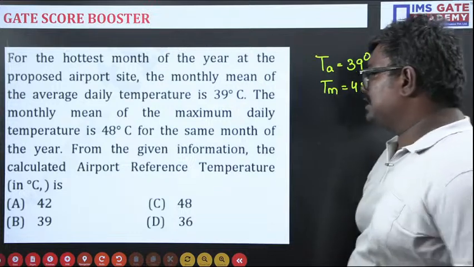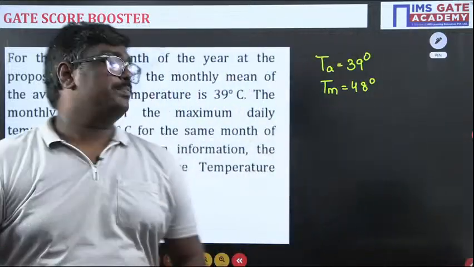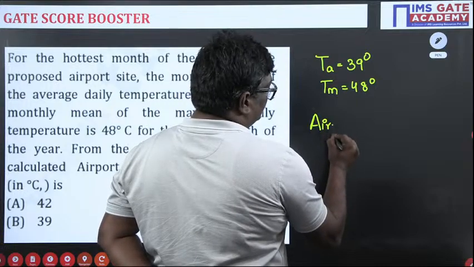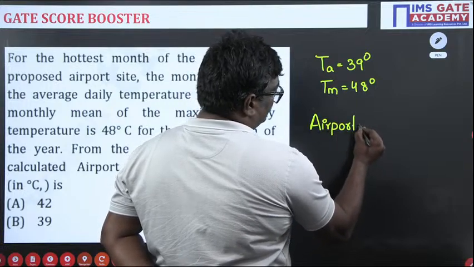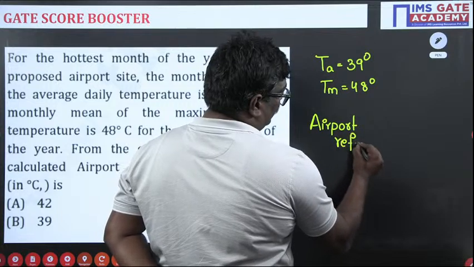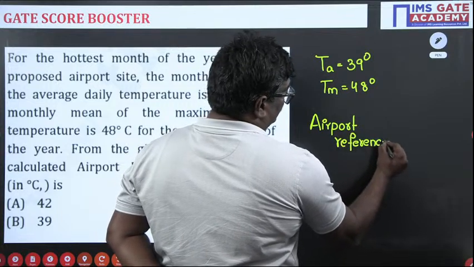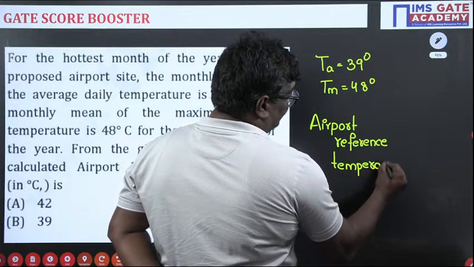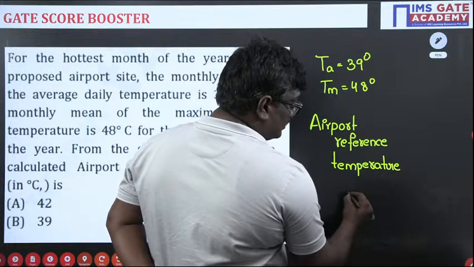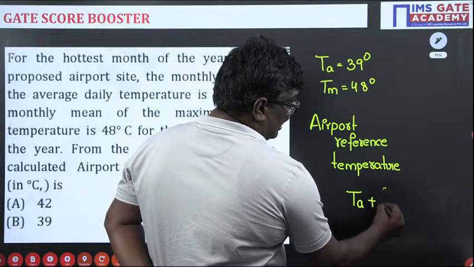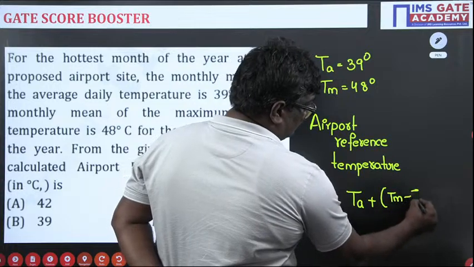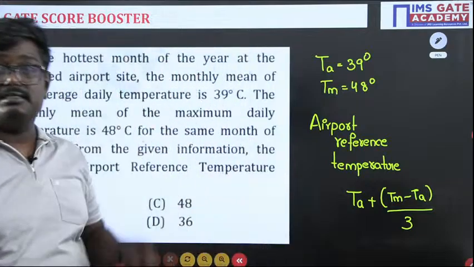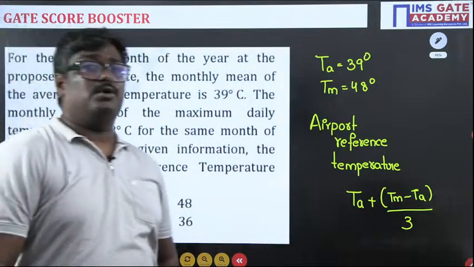So he is asking what is ART? We call it the airport reference temperature. See students, when they ask you what is the airport reference temperature, it can be written as Ta plus (average temperature), that is, Ta plus (maximum temperature minus average temperature) upon 3. This is the basic formula we have for airport reference temperature.